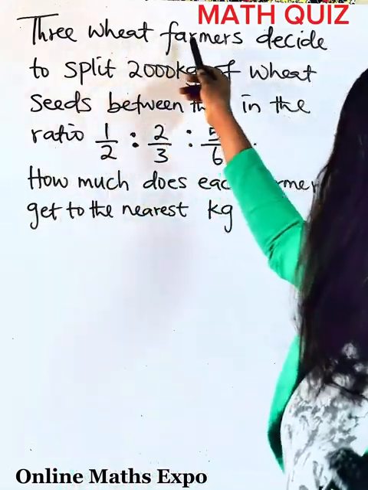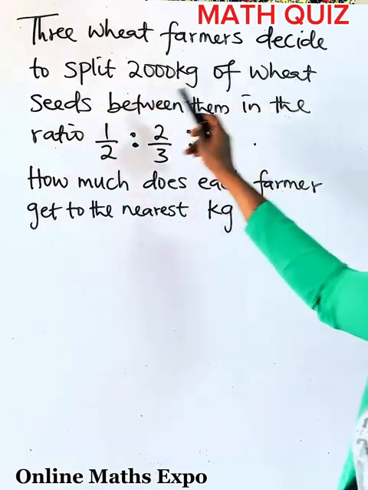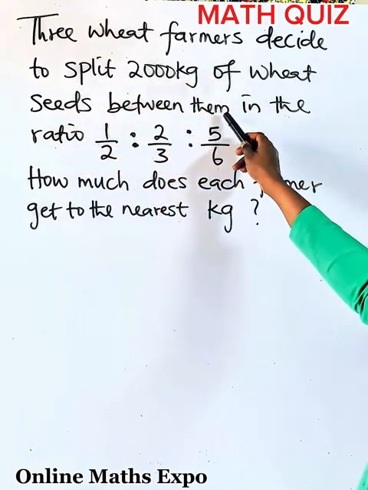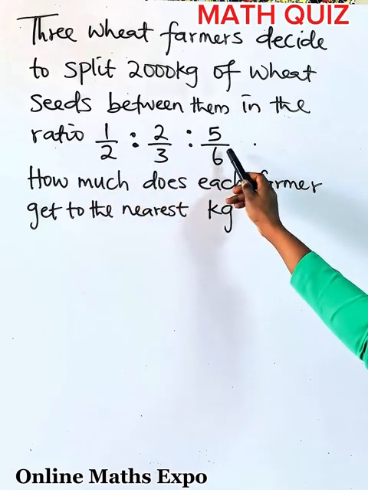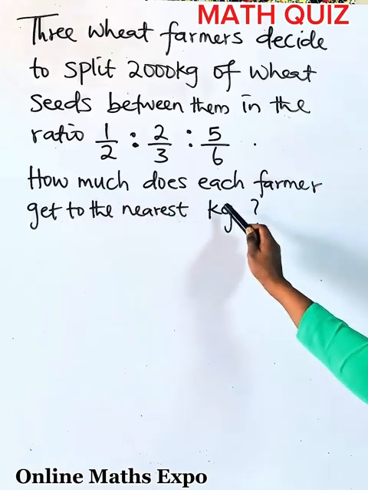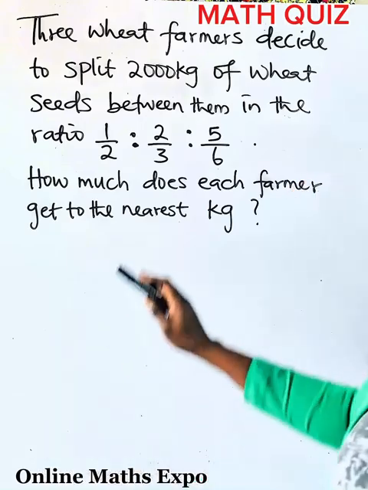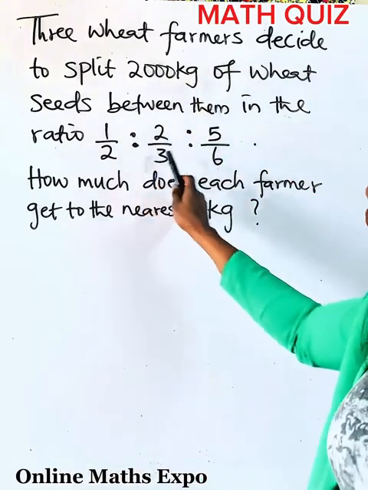Let's solve this together. We are told 3 wheat farmers decide to split 2,000 kilograms of wheat seeds between them in this ratio. How much does each farmer get to the nearest kilogram? Now, this is just so easy. You see that they shared this seed in this ratio.